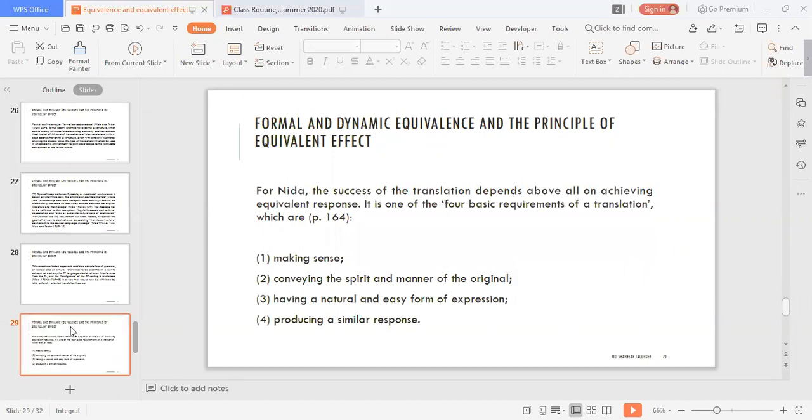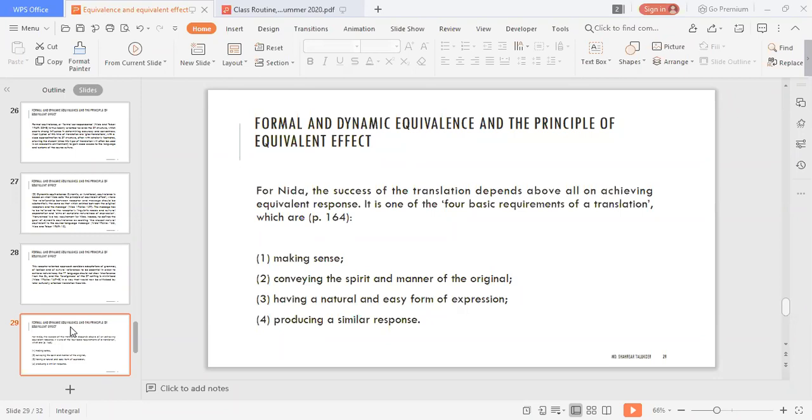Okay, sir. Now, in the next slide, you can see that the success of the translation depends above all on achieving equivalent response. It is one of the four basic requirements of translation. This idea of equivalence is one of the key principles for a good translation.